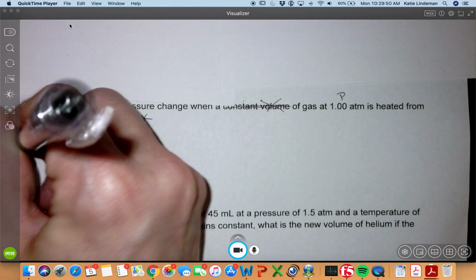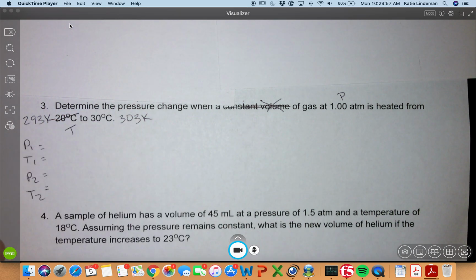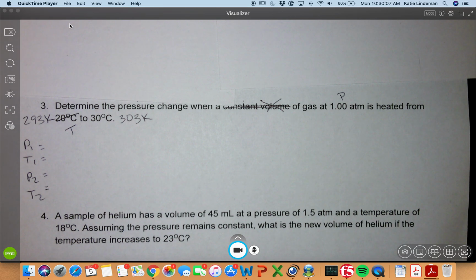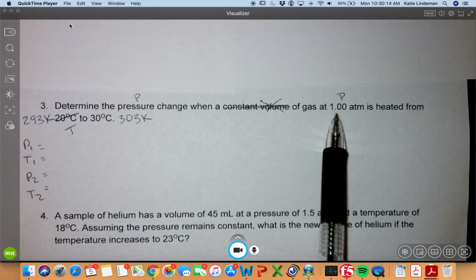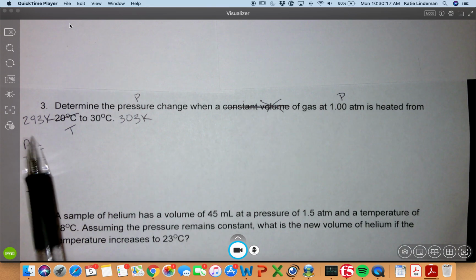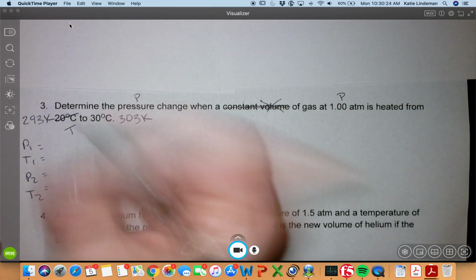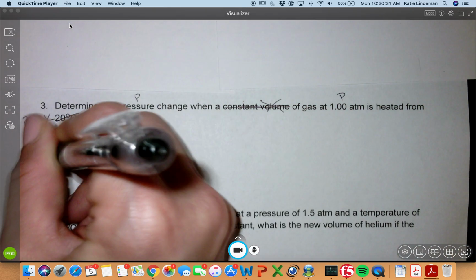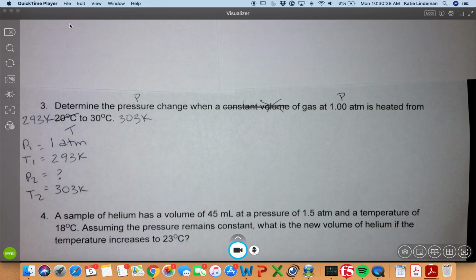Okay, so I have P1, T1, P2, T2. And now I need to go back and figure out, according to reading comprehension, just which of these numbers matches up with the 1 atmosphere and which of these matches up with the mystery pressure. Okay, so the gas is at 1 atmosphere and it's heated from 293 kelvins to 303 kelvins. So that tells me that 1 atmosphere is the original pressure, and that temperature 1 is 293 kelvins. Temperature 2 is 303 kelvins, and we do not know what pressure 2 is.